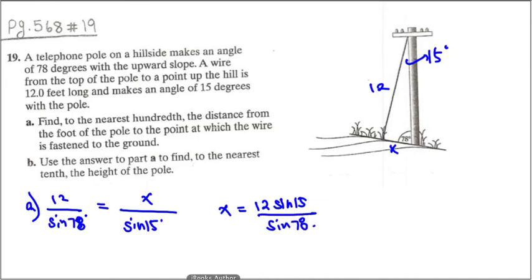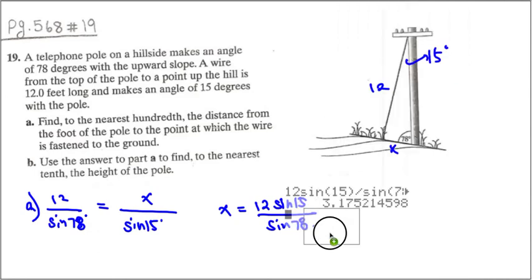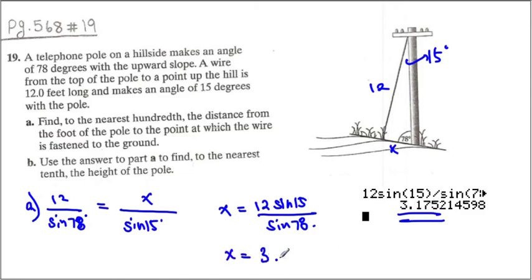Then 12 sine of 15 divided by sine of 78. So the answer becomes this form. Put it to the nearest hundredth. So x will be equal to 3.18 becomes our answer. It's going to be feet.